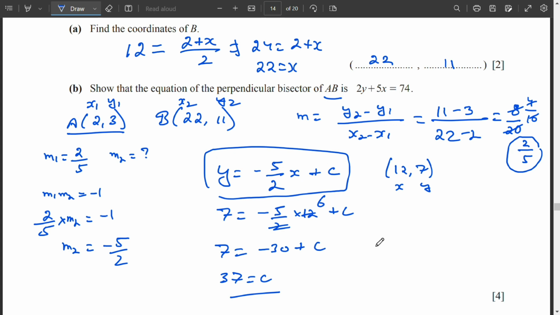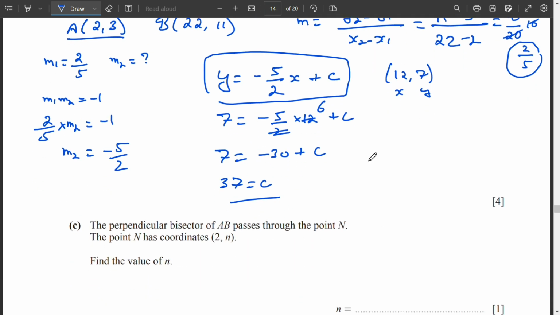We can substitute the value of c as 37. Okay, now substituting the value of c as 37. So this y equals minus 5 by 2 x plus 37. Now see what you do. It's upon 2, so you multiply throughout the equation by 2.